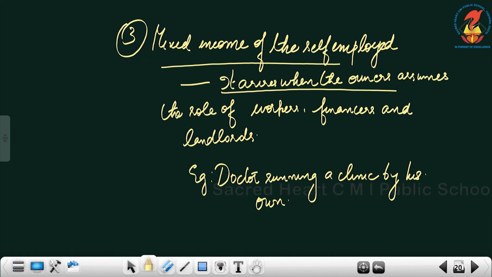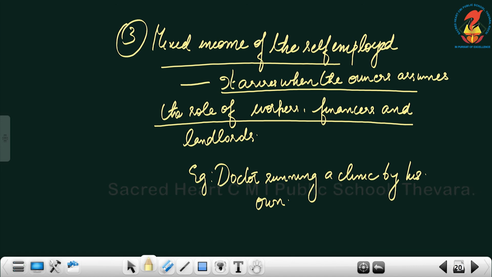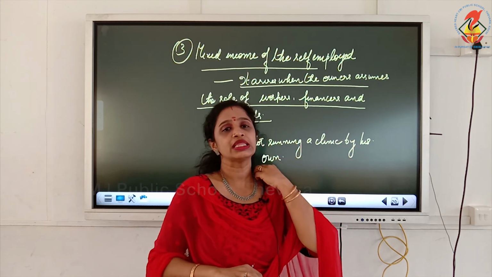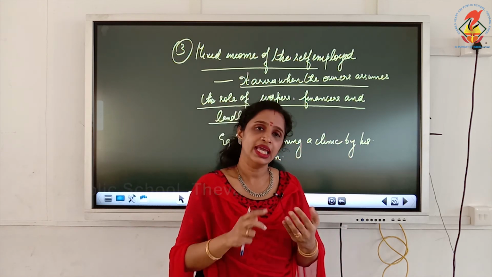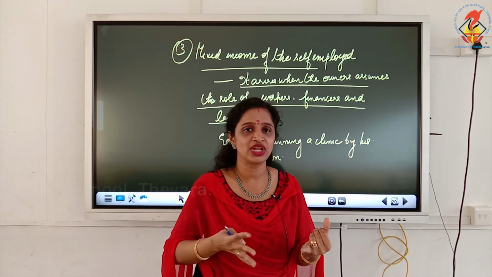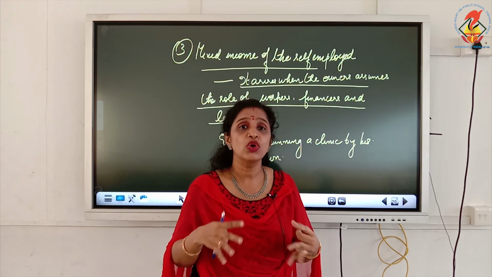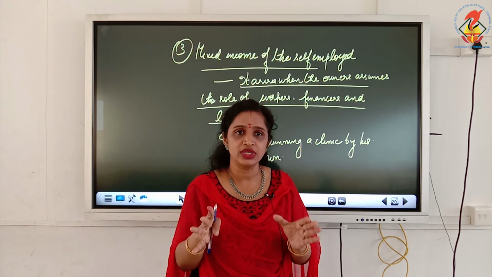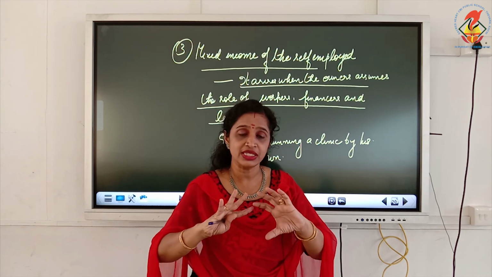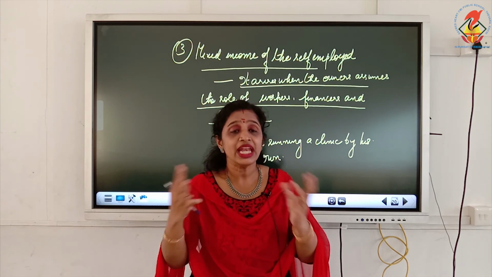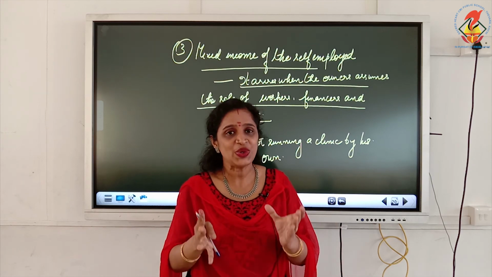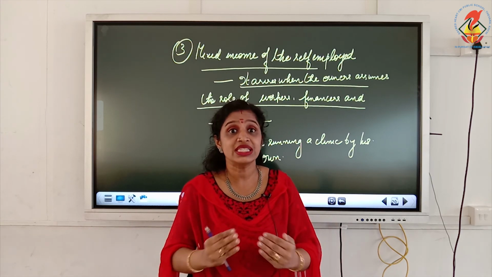It arises when the owners assume the role of worker, financiers and landlords. For example, a doctor who is running the clinic at home, he is the person who is sitting at the reception and handling everything. And it is his own building, his own service, he is doing all the work. So he is getting the income. His income is not diverted to anybody else other than him. So he is getting a mixed income of self-employed.